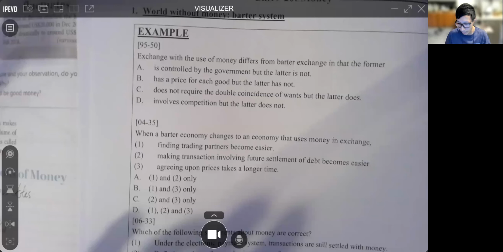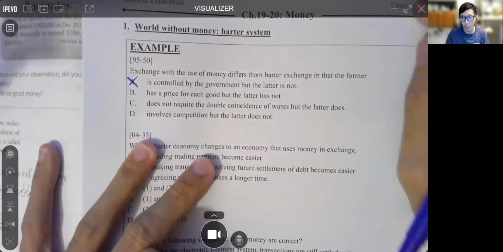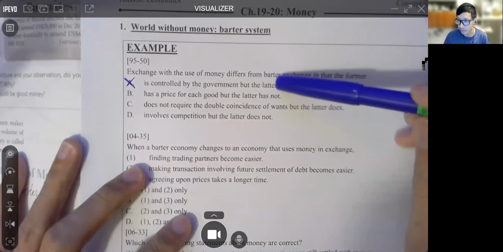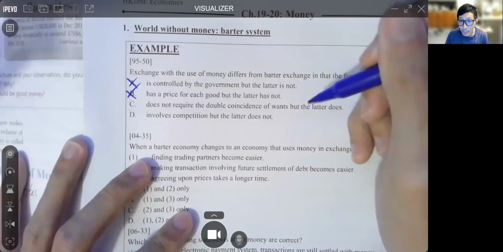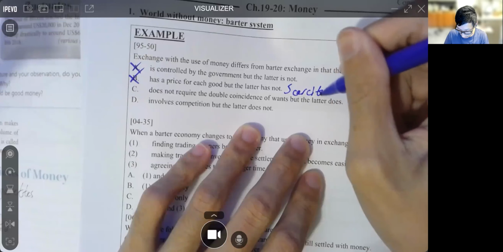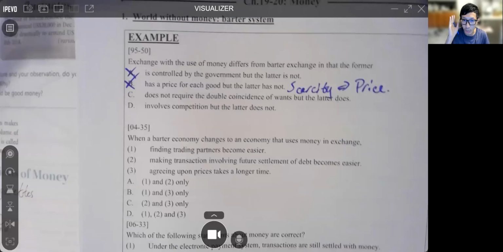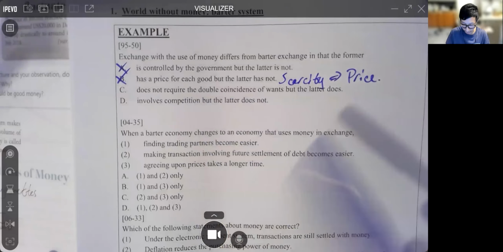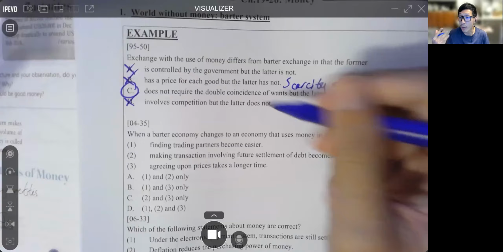I think this is not the main point, right? In fact, 唔一定所有錢都係 control by government. For example, Bitcoin, although whether Bitcoin is a money or not is still up to debate, okay? But I don't think this is the main point. Has a price for each good, but latter has not. 唔係㗎，任何嘢都有 price 㗎。Remember, as long as there is scarcity, there should be a price for everything. Okay, whether it's money price or non-money price. 好嗎? Does not require the double coincidence of wants, but latter does. This is the definition. Okay, involves competition. 唔係啦? All involves competition, right?